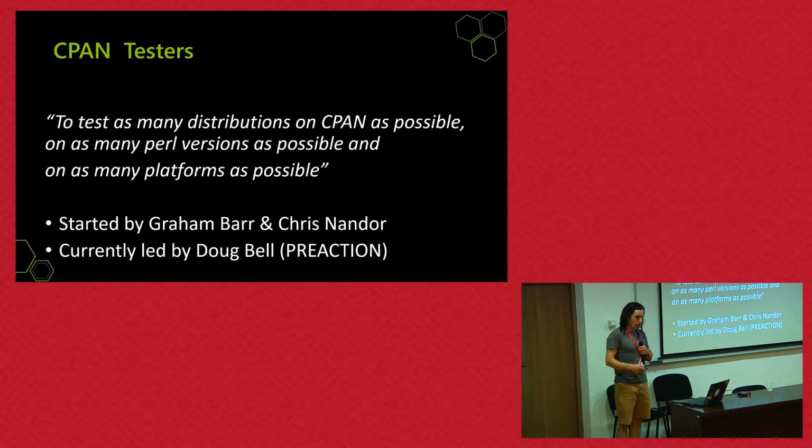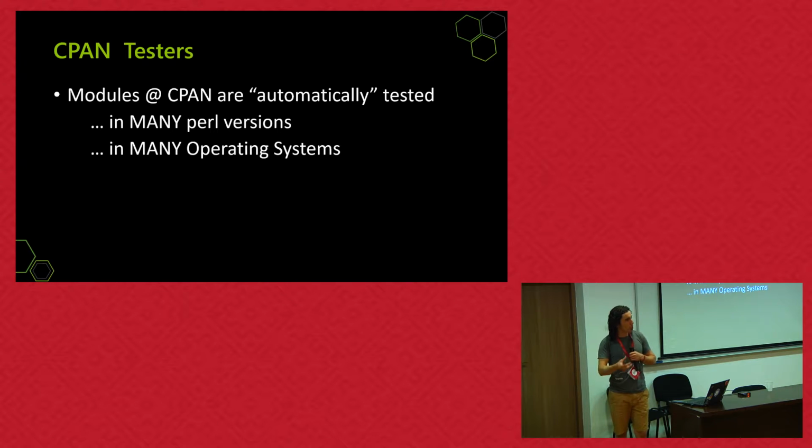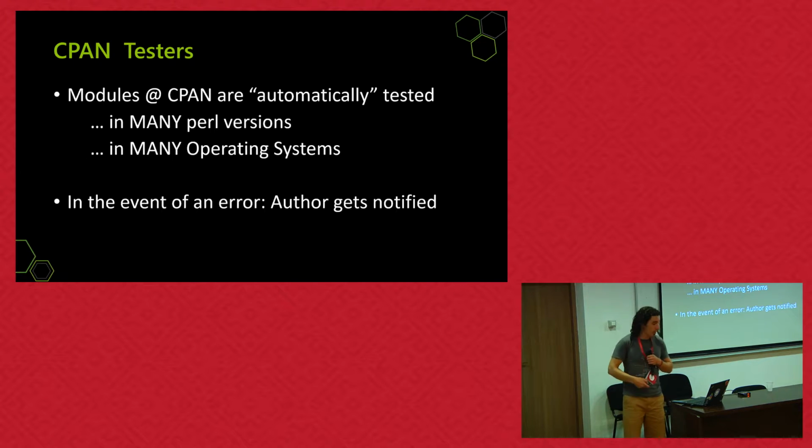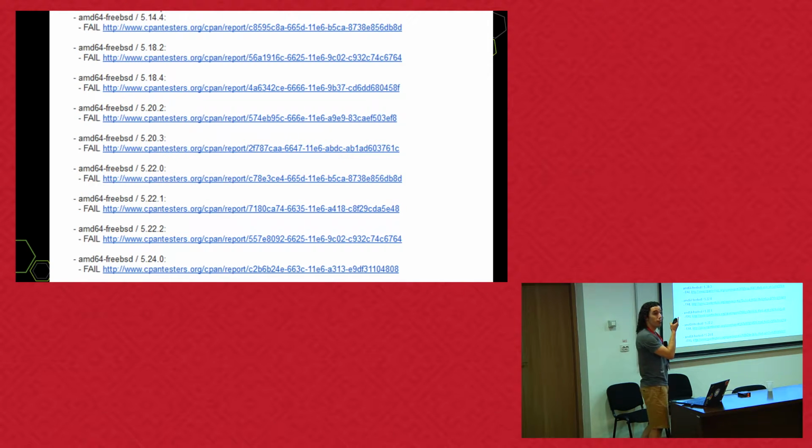So more specifically, when a module is uploaded to CPAN, what happens is that it's automatically tested on many different Perl versions and on many different platforms. And in the event of any of the tests failing, the author gets notified. You can get an email that looks more or less like this. And seriously, I cannot stress enough how great I think this is, because I really think this right here is the community, your community telling you as a developer, hey, your code has these errors, please go ahead and fix them.